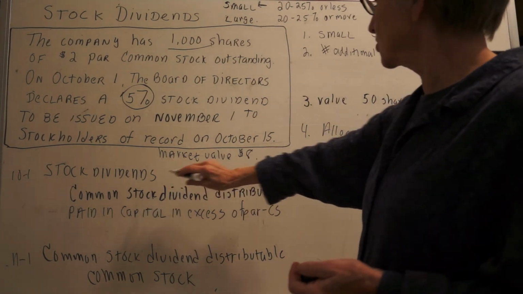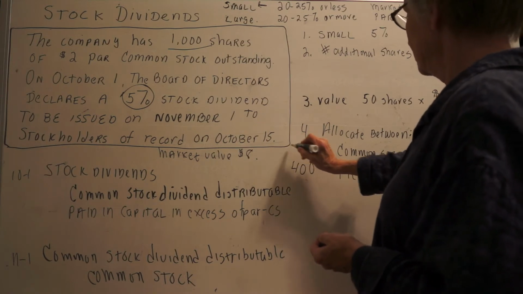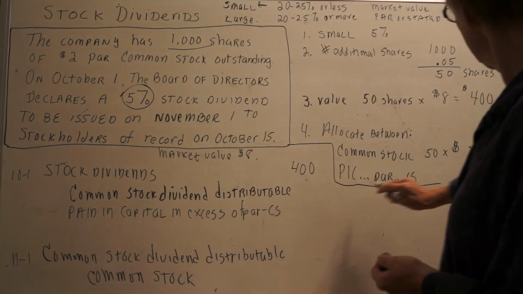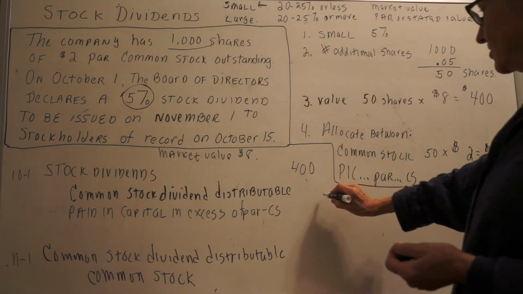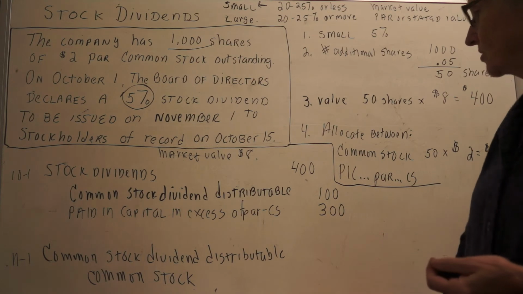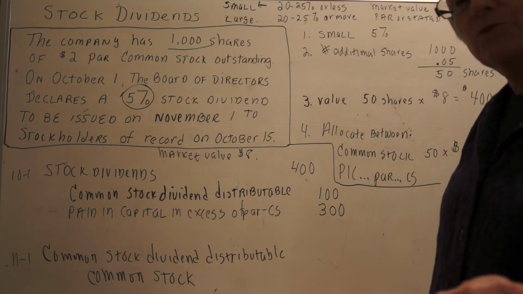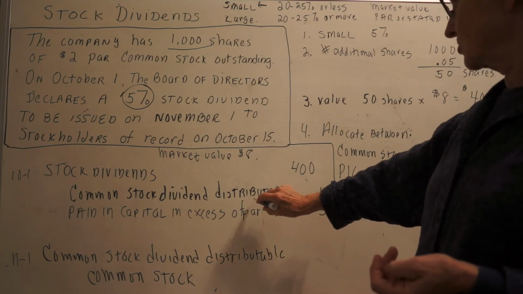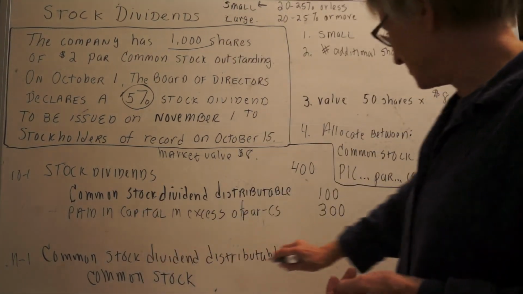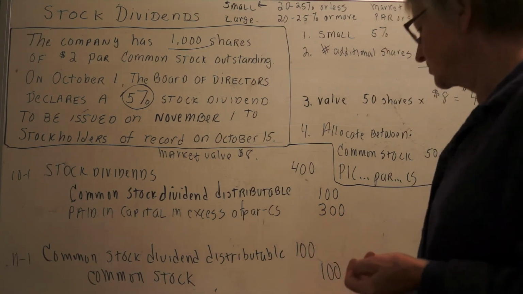So on 10-1, stock dividends, what's the value of the stock dividend? Well, it's going to be $400. Common stock dividend distributable, the amount of common stock that's going to get distributed, will be the 100, and then the rest is paid-in capital in excess of par value. Then, when we actually distribute or issue the stock, we reduce the distributable account, and we issue the stock.